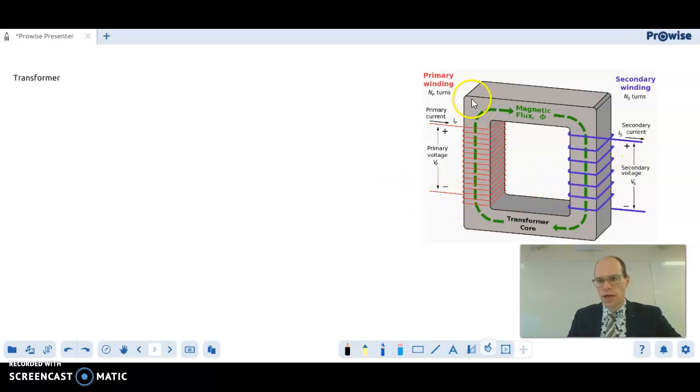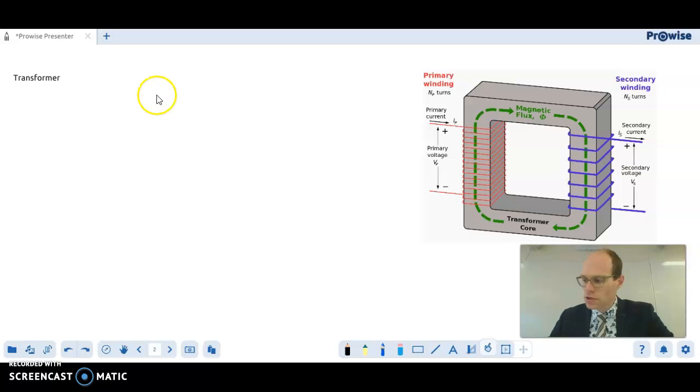So, as we said, we have a core with two coils, windings, around it, and we have one side connected to the power supply. It's the primary side, and the primary side has a number of windings. The other side connects to the apparatus. It's called the secondary side, and it has a number of windings. The primary side has a primary voltage, and the secondary side also has a secondary voltage. And the ratio between the windings and the voltage is the same.